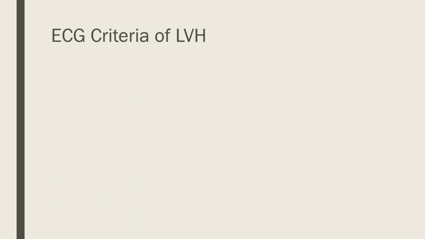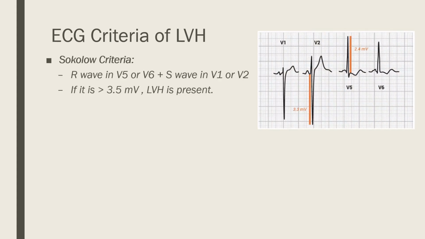Now, how can we diagnose left ventricular hypertrophy from the ECG? There are some ECG criteria of LVH. First, we have Sokolow criteria, which state that if we add the R wave in V5 or V6, whichever is longer, plus the S wave in V1 or V2, whichever is longer, as shown in this figure, and it is more than 3.5 millivolt or 35 millimeter, LVH is present. But this criteria is not sensitive, although it is specific.